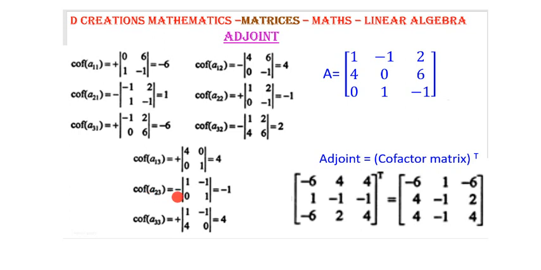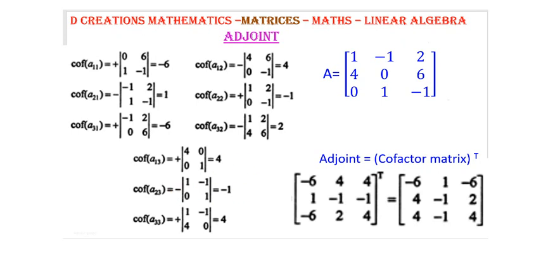Now let's move on to A23. What is 2, 3? Second row, third column. So exclude the second row, exclude the third column. So you're left with 1, minus 1, 0, 1. 1 into 1 is 1. 2 plus 3 here, the addition is 5. Minus 1 raised to 5 is minus 1 itself. The sign has to reverse. So even though the determinant is 1, you attach a negative sign to that and you get minus 1.